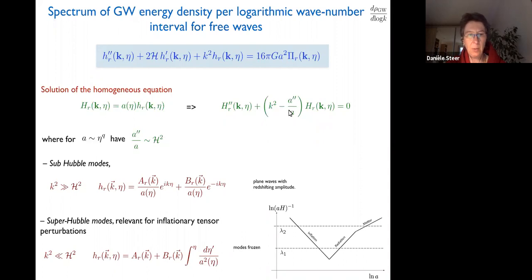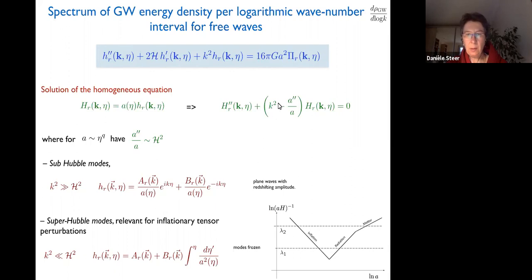So if this term is the Hubble parameter squared, we can look at two regimes for this equation. So sub-Hubble modes, in which the first term dominates. So the first term dominates, so we have plane waves, solutions for capital H, which means that little h is capital H over A. So it's exactly as we saw last time. This solution describes plane waves with a redshifting amplitude.